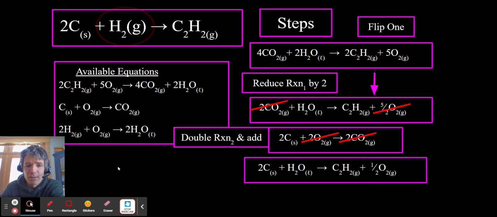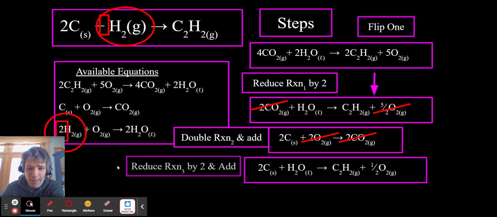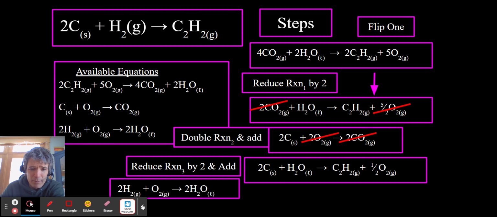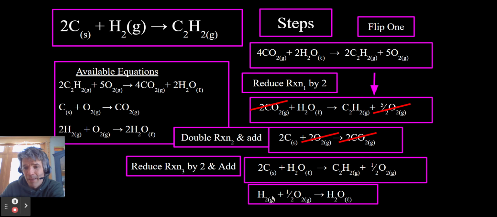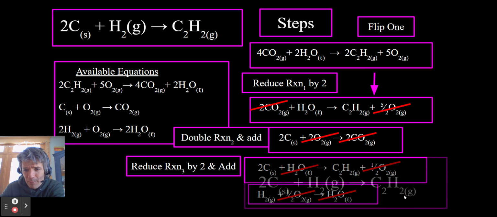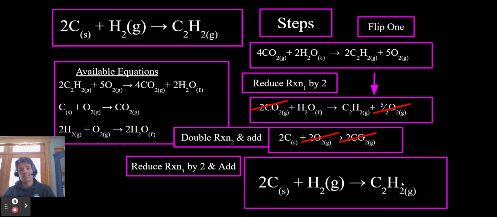The last thing I need to look at, I need to add this hydrogen. There it is, it's in the third equation. However, this is 2 and that's 1. So I have to reduce this by a factor of 2 and then add it. Here's the equation, all right? And when I reduce it, I divide everything by 2 and I get that. And then before I add it, I'm just going to cancel out like terms. This one and this one are going to cancel, and my waters are going to cancel. And I'm left with what I wanted, all right?